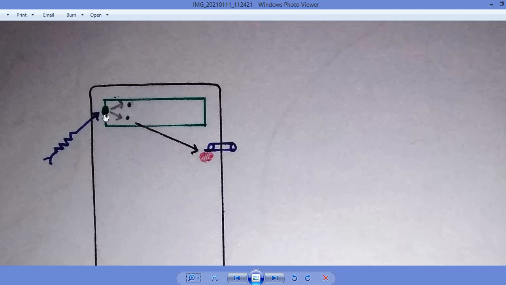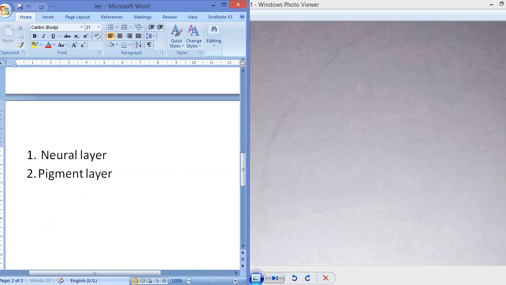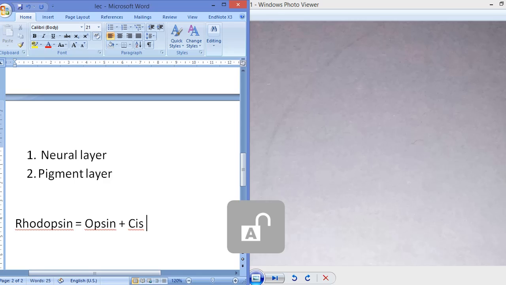Normally this rhodopsin, I'm going to write it. Rhodopsin consists of two parts: a protein that is called opsin, and cis-retinal. So the combination of cis-retinal and opsin makes what? Rhodopsin.